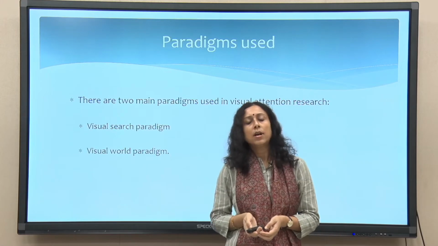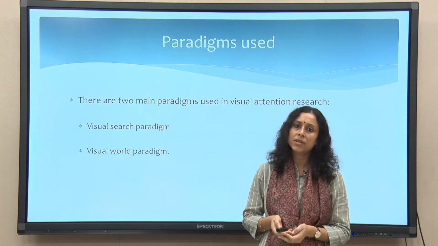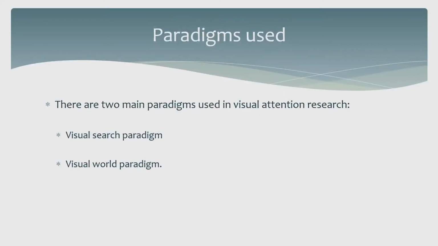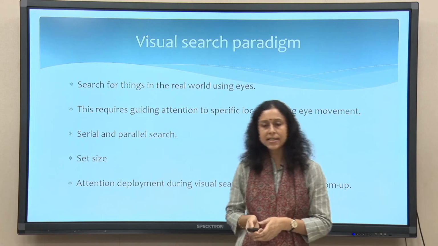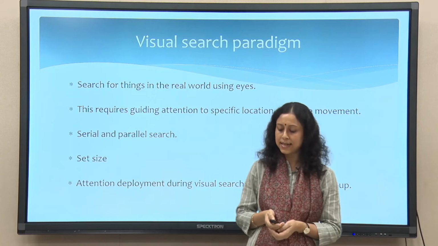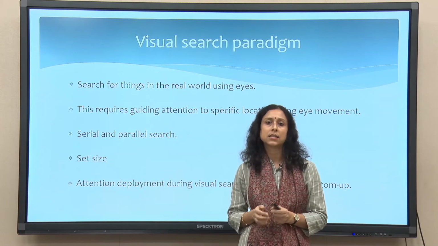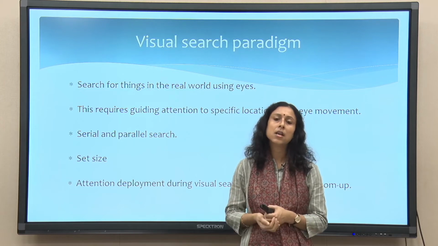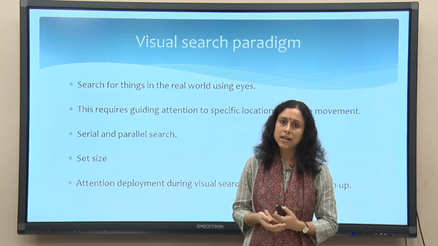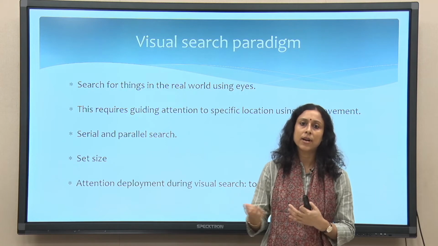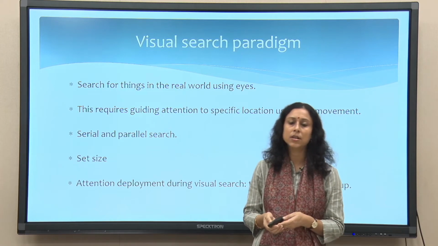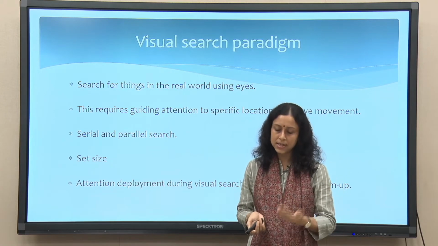So, there are two main paradigms that are used in visual attention research. The one is called the visual search paradigm, the other is the visual world paradigm. They are similar, but not the same, there is a slight difference. So, the visual search paradigm basically works on the basic idea that eyes search for things in the real world. So, this is basically the idea.